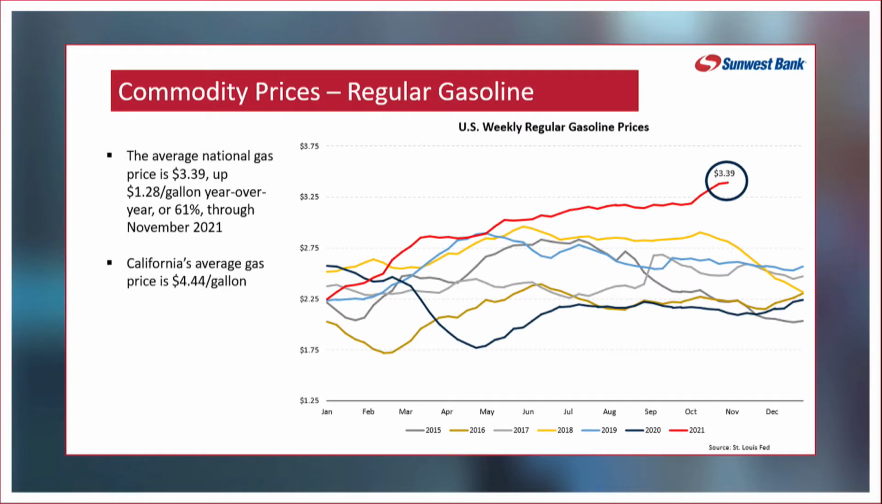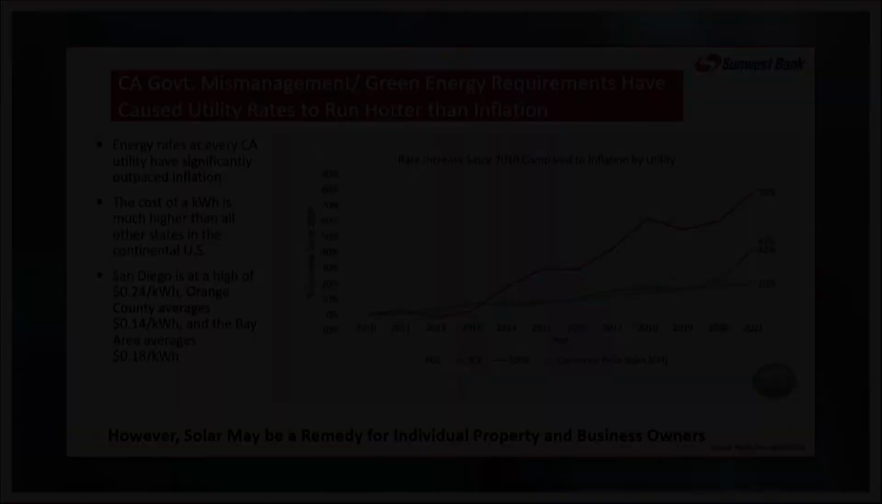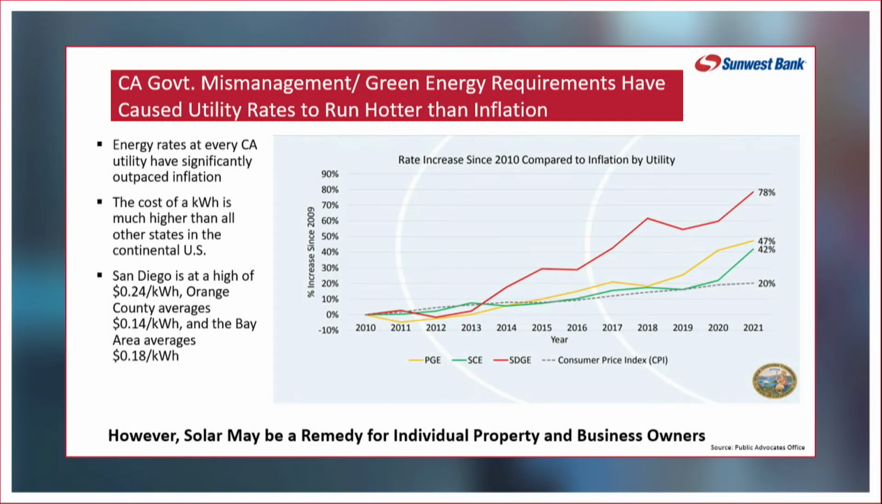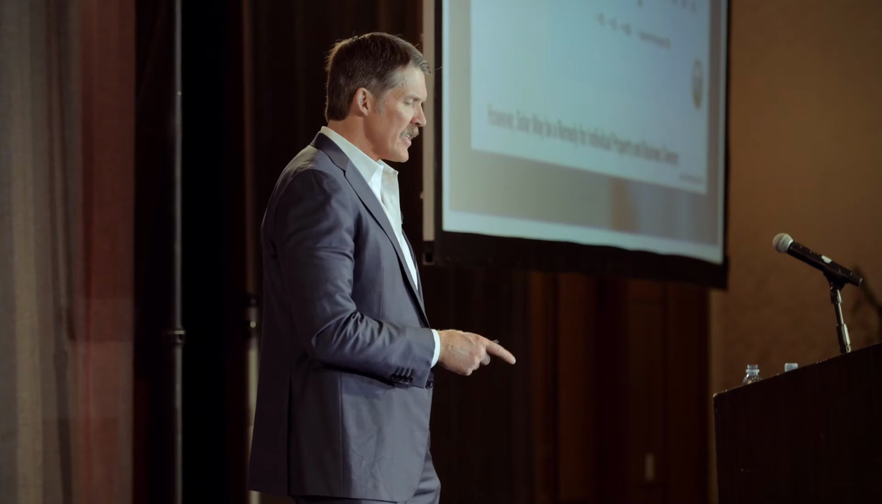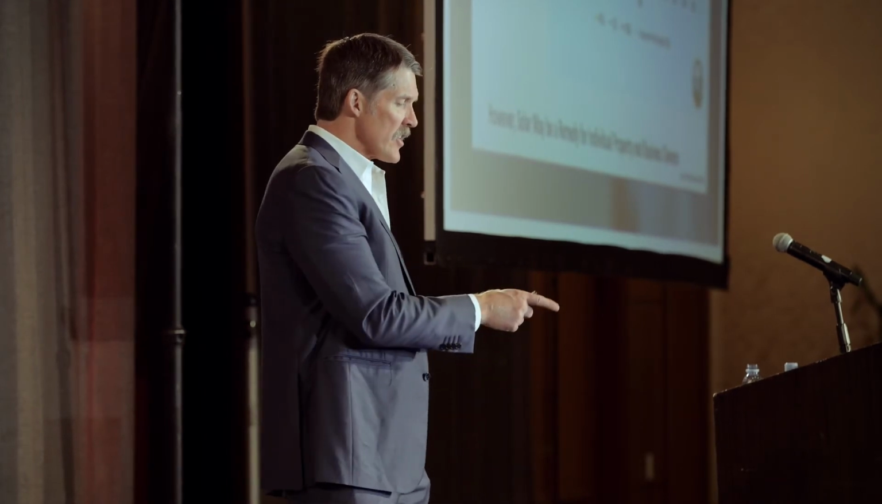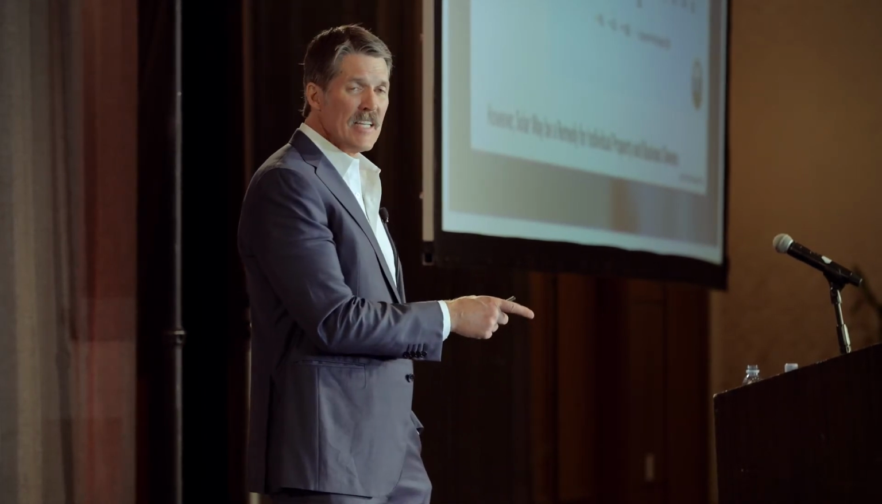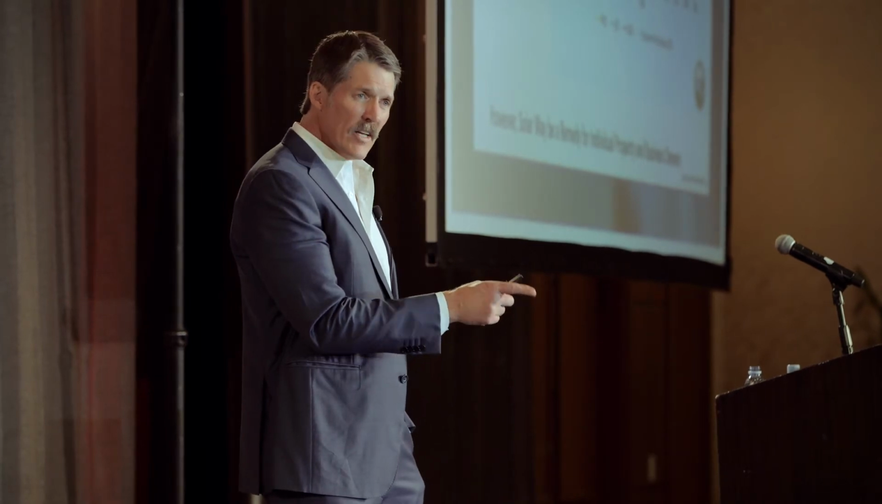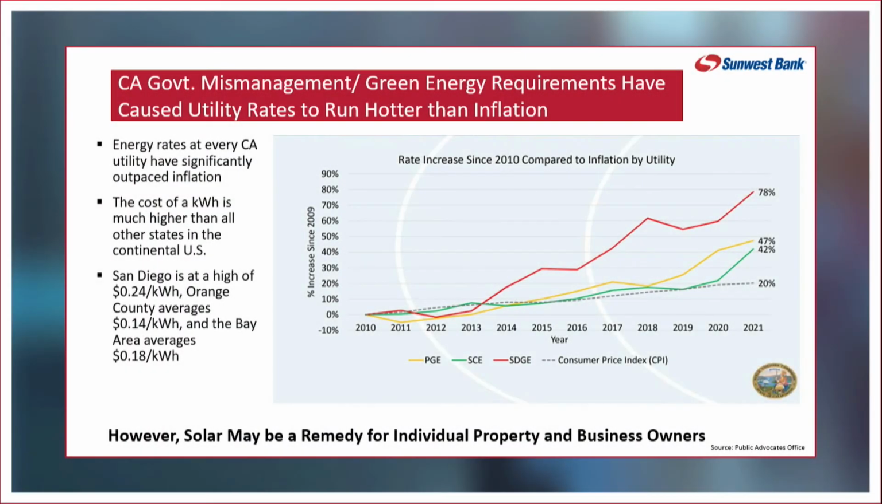These are gas prices. Look at the red line. This is what's happening with gas prices. Nationwide, it's $3.39. Now let's talk about utility rates. This is by PG&E, Southern California Edison, and San Diego Gas and Electric. The dotted line, up 20%, is CPI. This has been going on since 2013. Look at the rates of inflation of this area. It's unbelievable. And why is San Diego Gas and Electric so expensive?